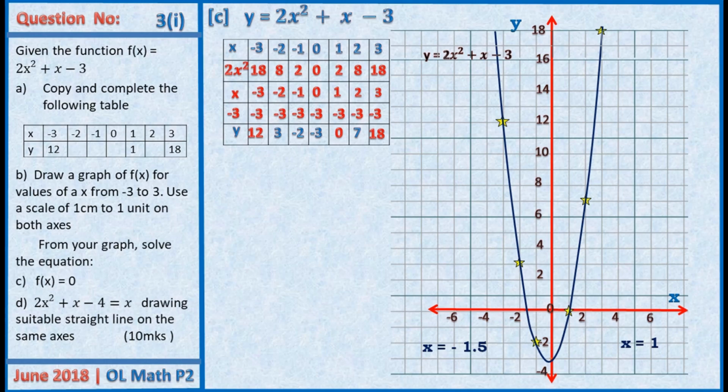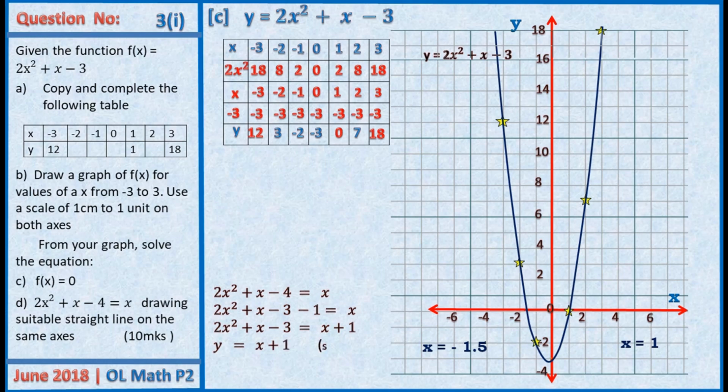So I have to use this equation that has been given in D to obtain a suitable line. When I look at this equation very well, I see that I have my 2x squared plus x minus 3 in it. So I will bring out that 2x squared plus x minus 3 as follows. 2x squared plus x minus 4 equals x will be the same as 2x squared plus x minus 3 minus 1 equals x. Now I'll carry the minus 1 to the right hand side of the equation to have 2x squared plus x minus 3 equal to x plus 1.